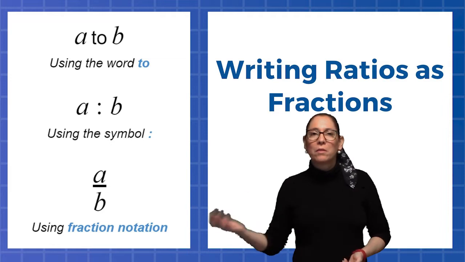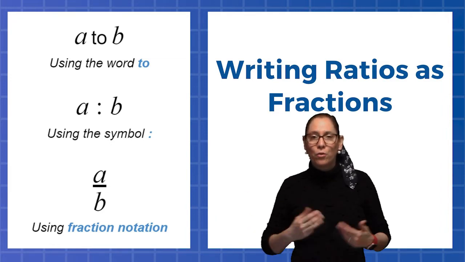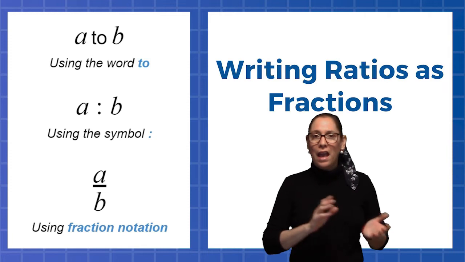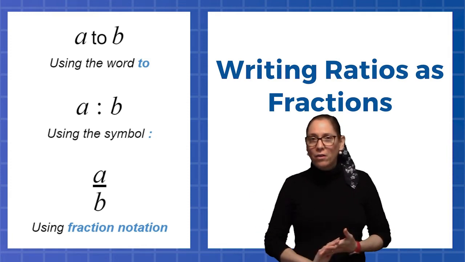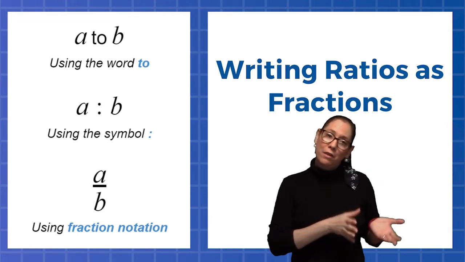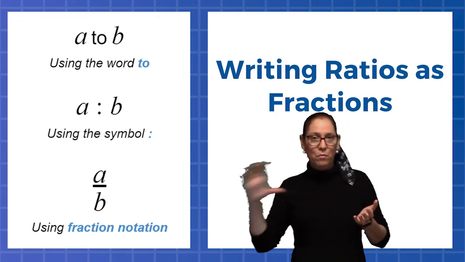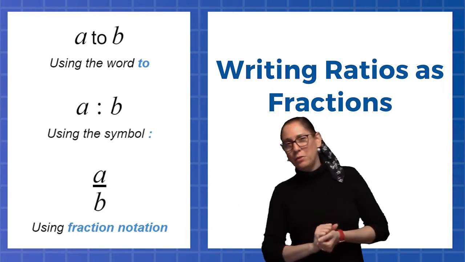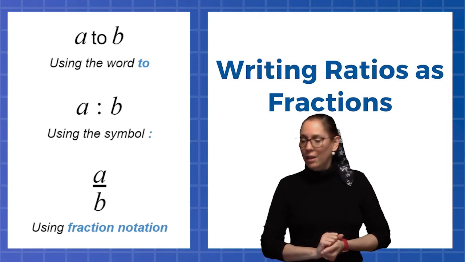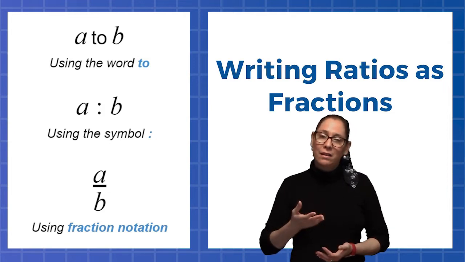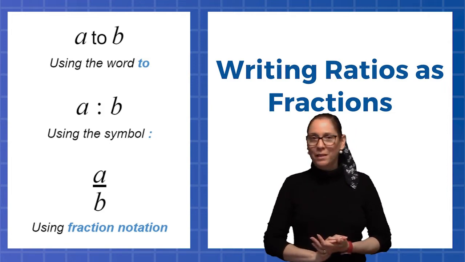As you can see in this image, there are three different ways to write or represent ratios. The first one is using the word "to": the ratio of A to B. The second one is using the colon: the ratio of A colon B. That's the way you write it. And the more mathematical way to write it is using fractions, representing the ratio as a fraction of A over B. That's it. It's simple.